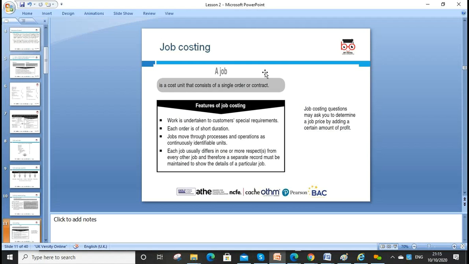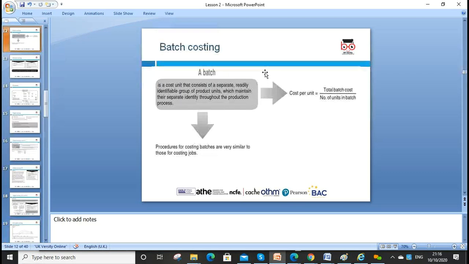Job costing is costing that consists of a single order or contract. Every method has advantages and disadvantages. The work is undertaken to customer-specific requirements, and each job is of short duration. Jobs go through processes and operations. A question may ask you to determine the job price and add a certain profit, which is good to look at.